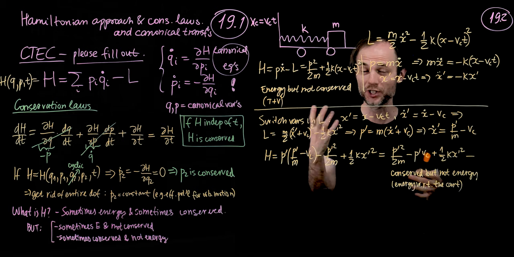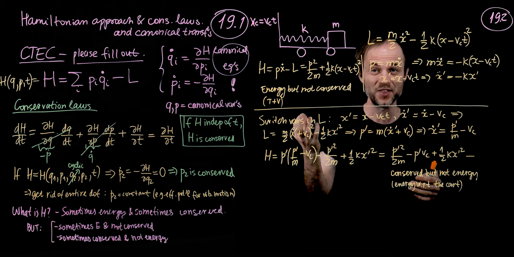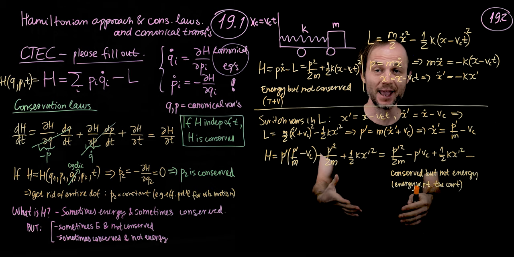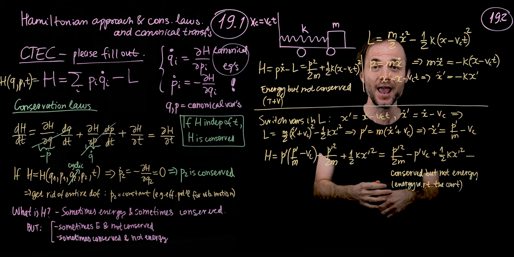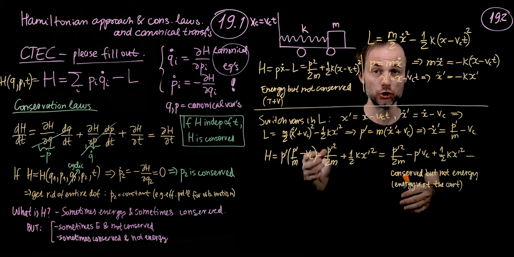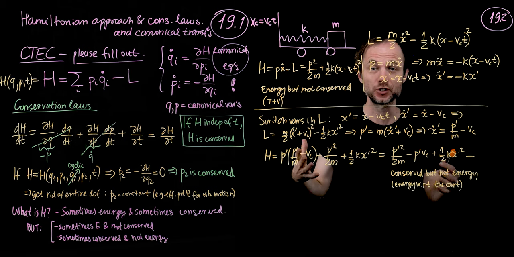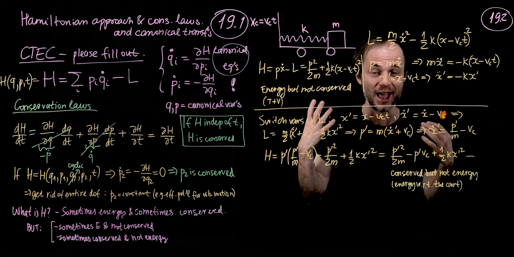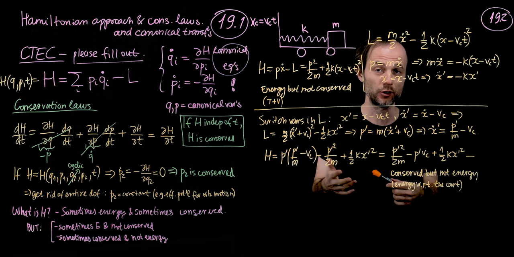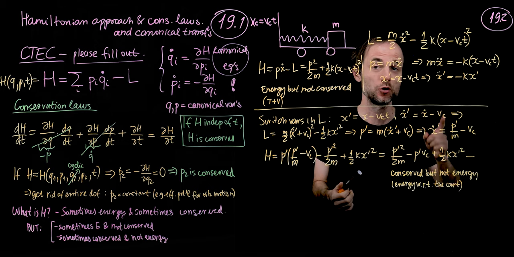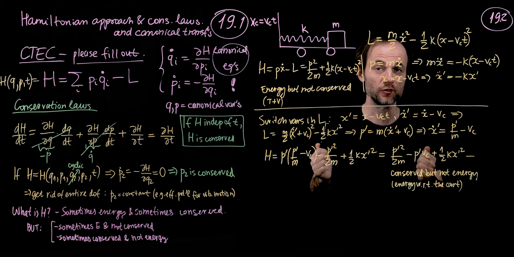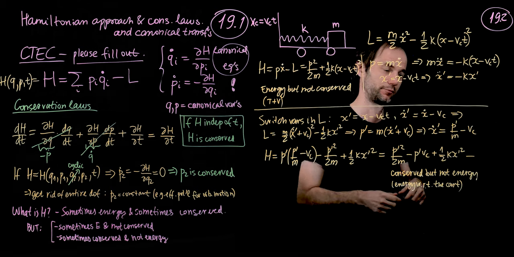Hopefully this was useful to get a better sense for the physical meaning of the Hamiltonian and energy conservation. And in the next part, we're going to upgrade our consideration to Hamilton's principle and canonical transformations. I'm going to see you in part 3 with a lot of exciting new stuff to come.